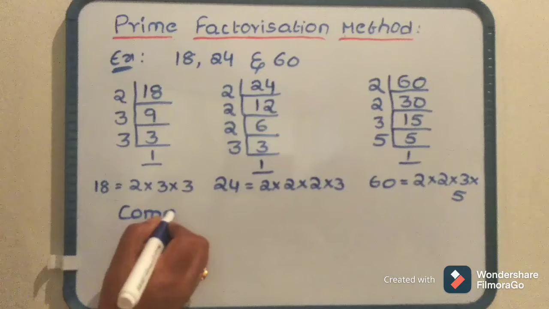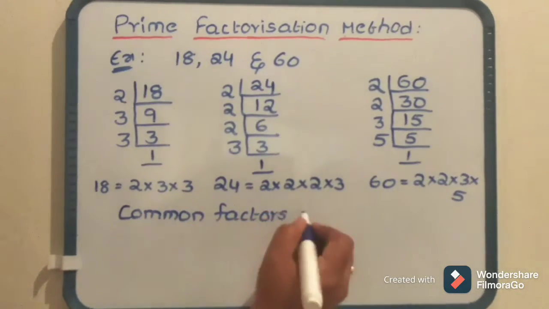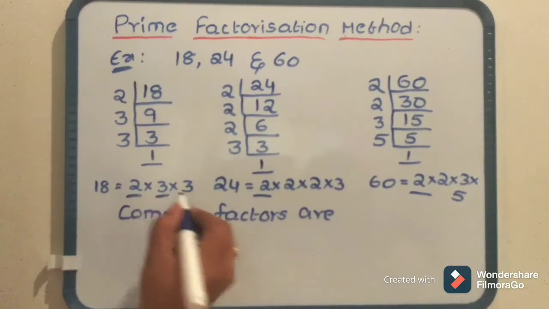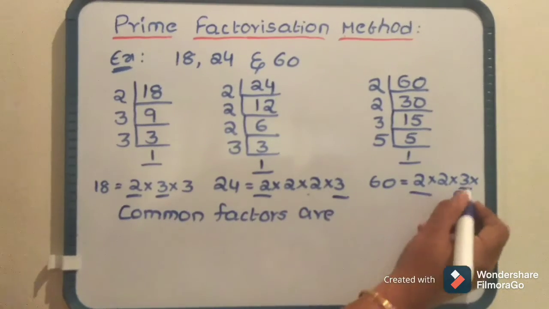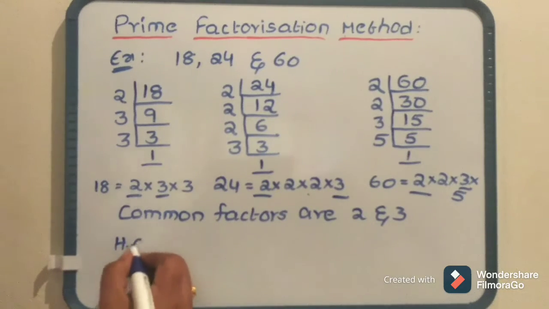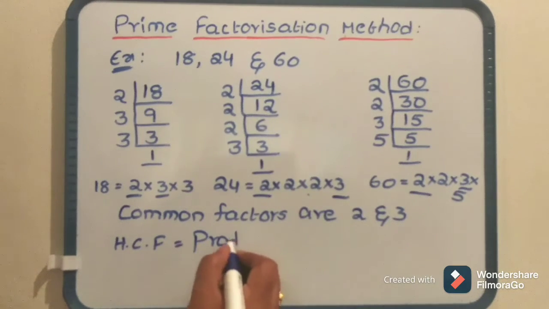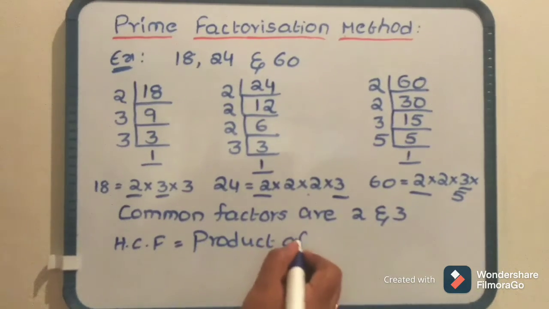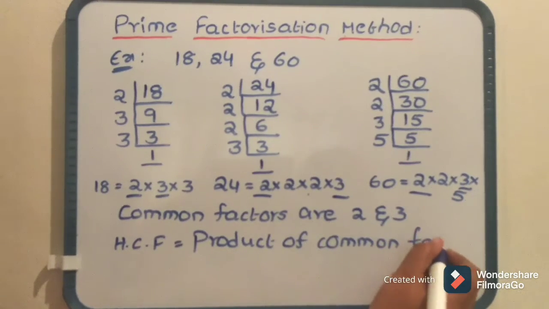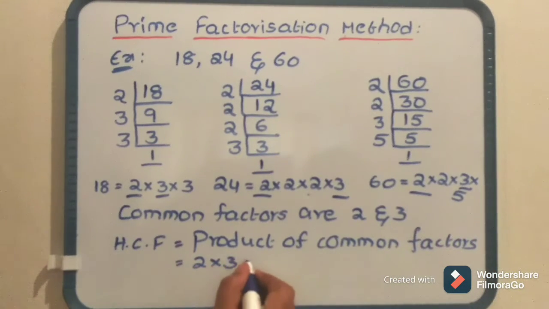Common factors are 2 and 3. 2 and 3. So HCF is equal to product of common factors. That is equal to 2 into 3, that is equal to 6.